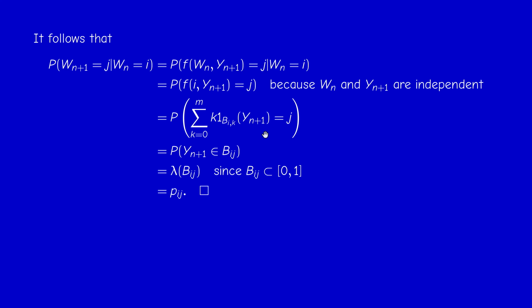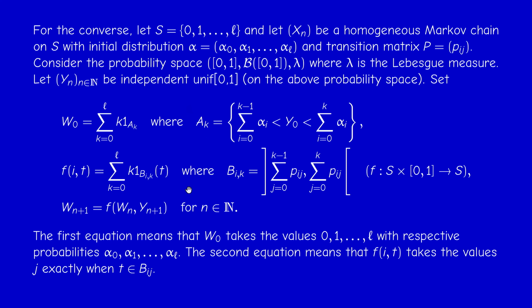And we are almost done because Y is uniform and B_ij is a subset of [0, 1] by definition. So by definition of a uniform random variable, this is just the length of B_ij, or the probability that I'm considering. But the length of B_ij is just the length of an interval, right? So this is this sum minus this sum. So this is just p_ik actually. So the length of B_ij is p_ij, right?